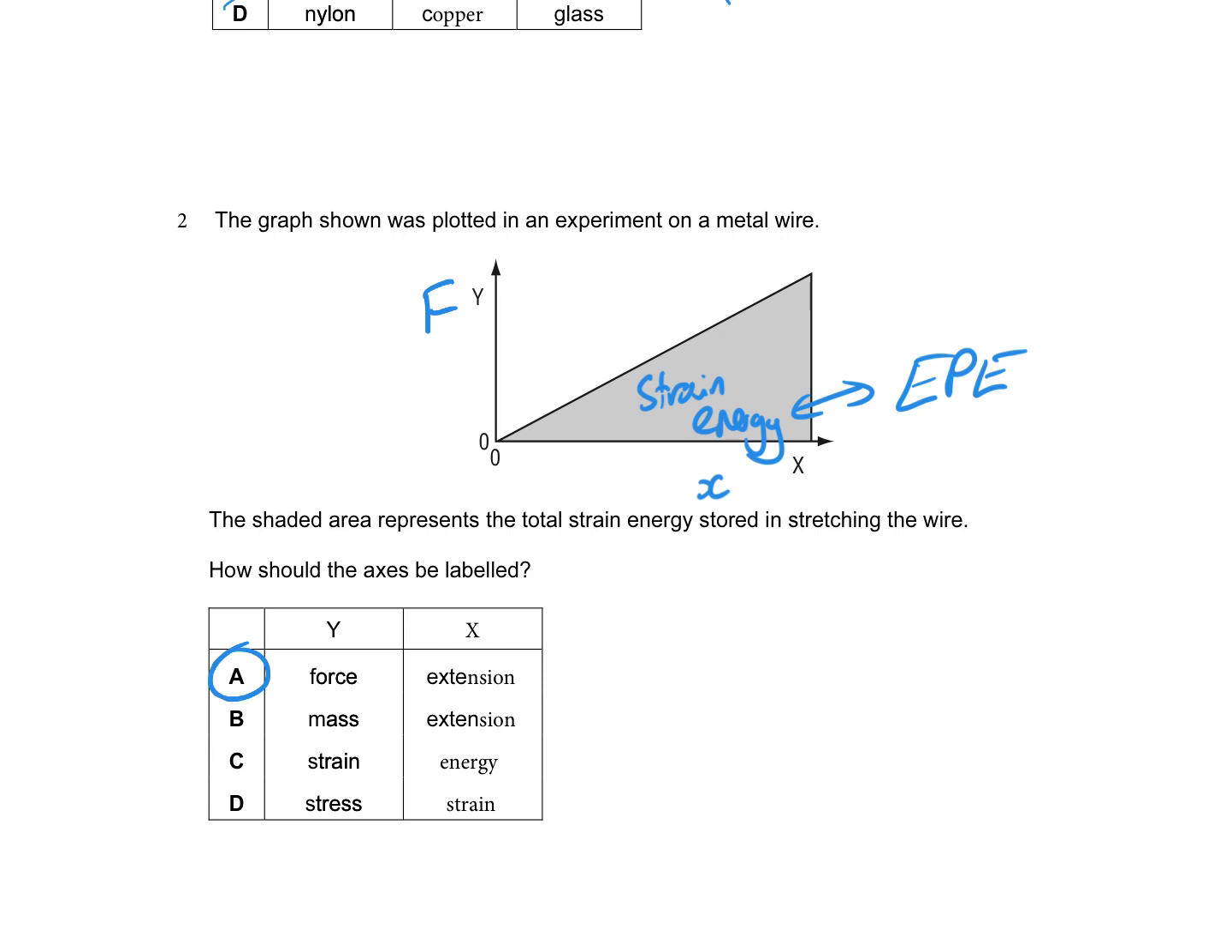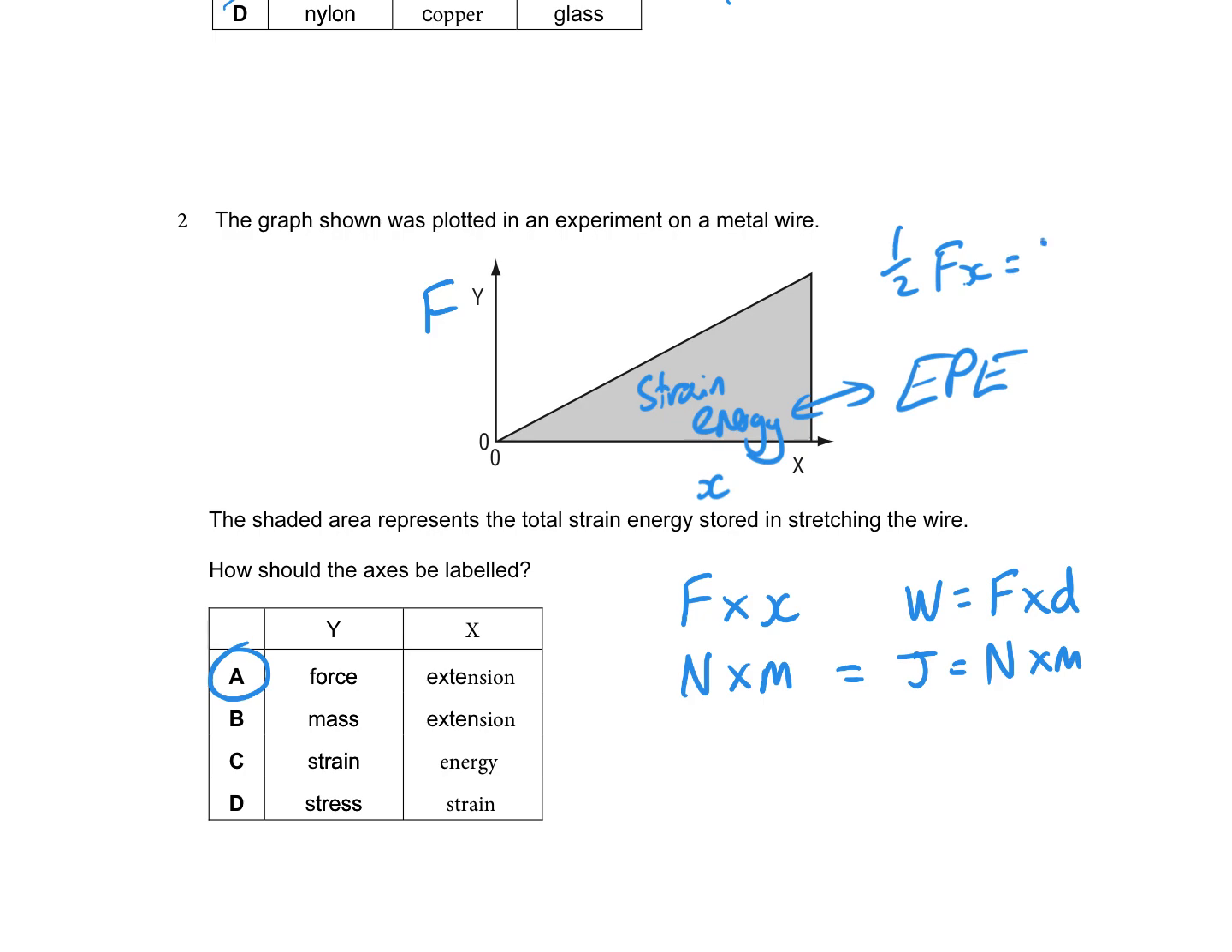Why is that? Well, remember, if you do force times extension, if you think about the units, that's newtons times meters. You might remember another equation similar to this, work done. It's force times distance moved, or newtons times meters, which tells you that's equal to the joule. So the area under this graph, which would be a half Fx, as it's a triangle, is equal to the strain energy, or the elastic potential energy.